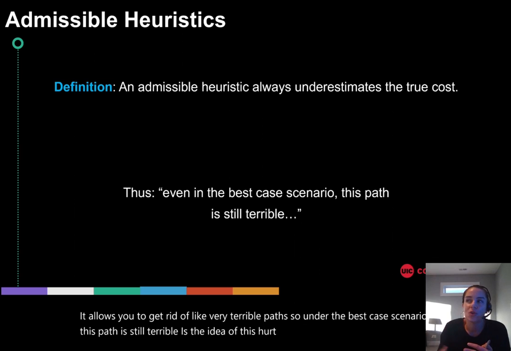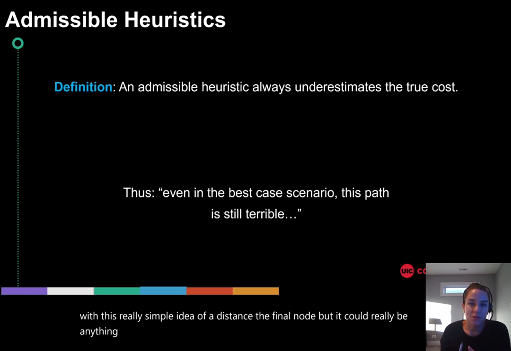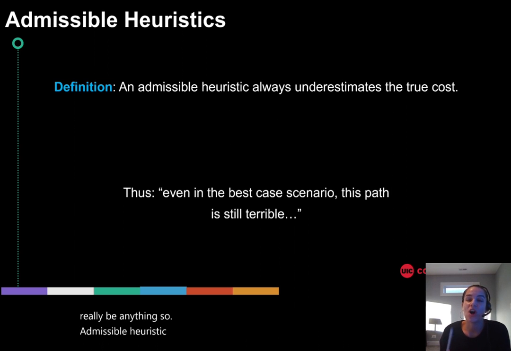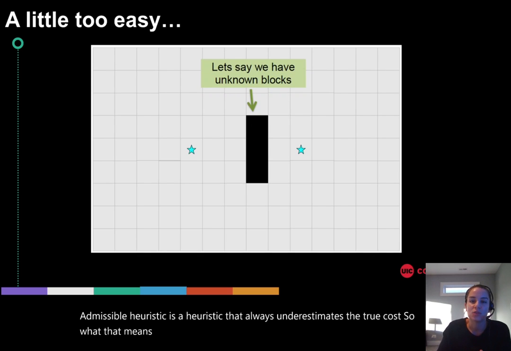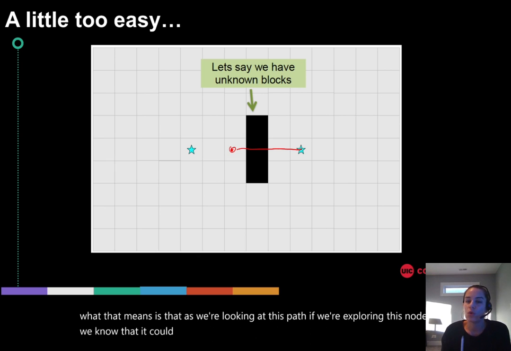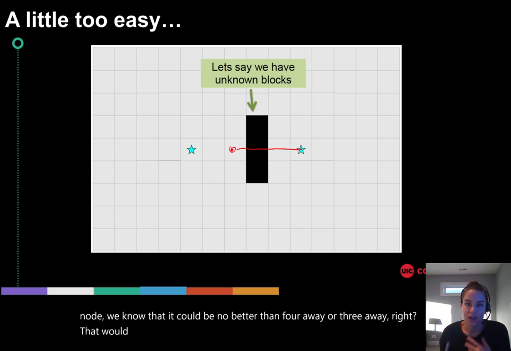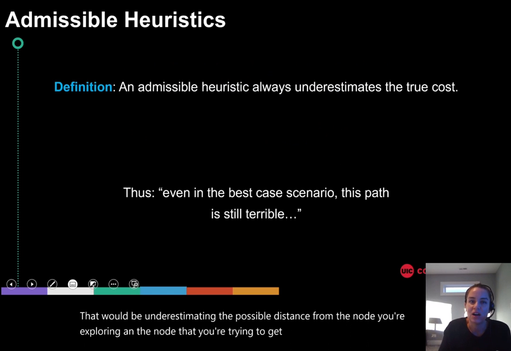And I'm going to show it with this really simple idea of a distance to the final node, but it could really be anything. So an admissible heuristic is a heuristic that always underestimates the true cost. So what that means is that as we're looking at this path, if we're exploring this node, we know that it could be no better than 4 away or 3 away, right? That would be underestimating the possible distance from the node you're exploring and the node that you're trying to get to. And that's the basic idea of this heuristic.